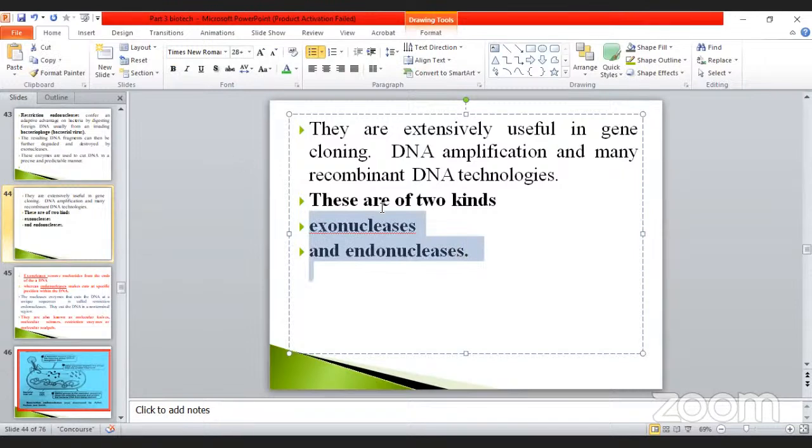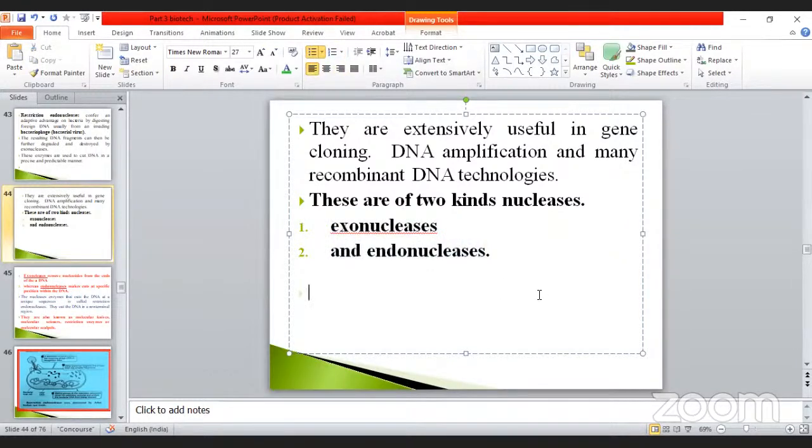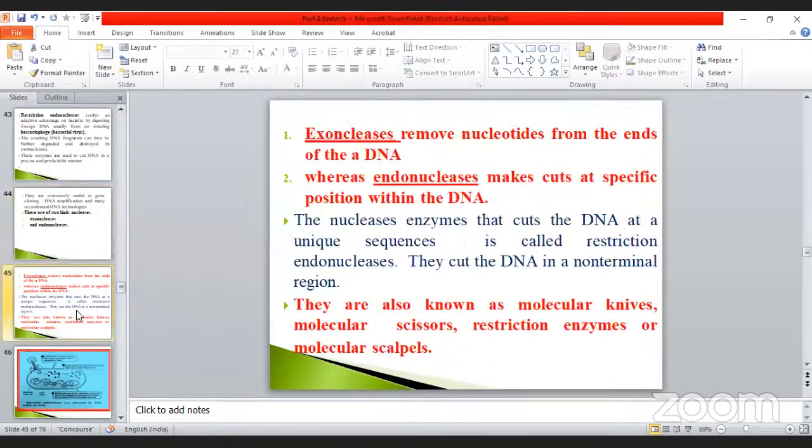Simply, there are two kinds of nucleases. One is called exonuclease, another one is called endonuclease. So what will each one do? That is very, very important. Exonuclease, what will it do? Endonuclease, what will it do? So many times this question was asked, my dear.